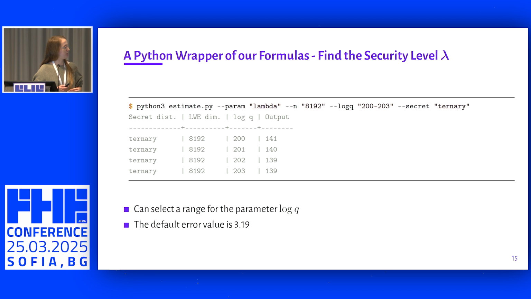So n is 2 to the 13, log q is around 200, and the secret distribution is ternary. Also, the standard deviation of the error distribution is by default 3.19, but we will see how to change that. And what I wanted to point out is that we can actually choose a range for log q. We don't have to put just one value. And the result will be a table that summarizes the parameters that we gave and outputs the security parameter lambda.